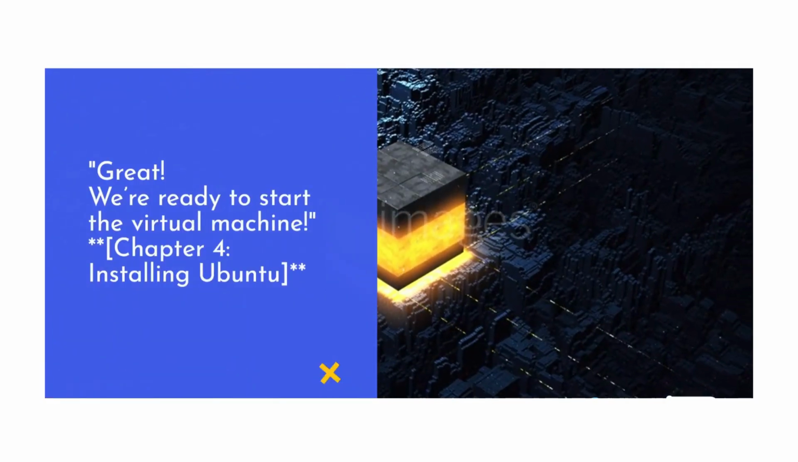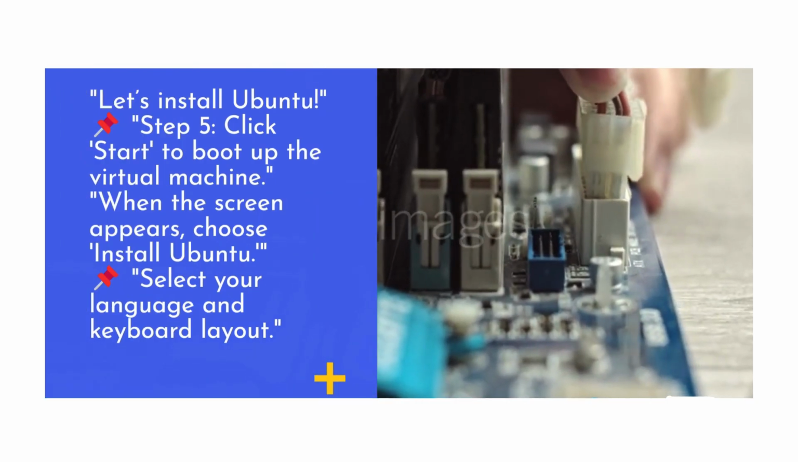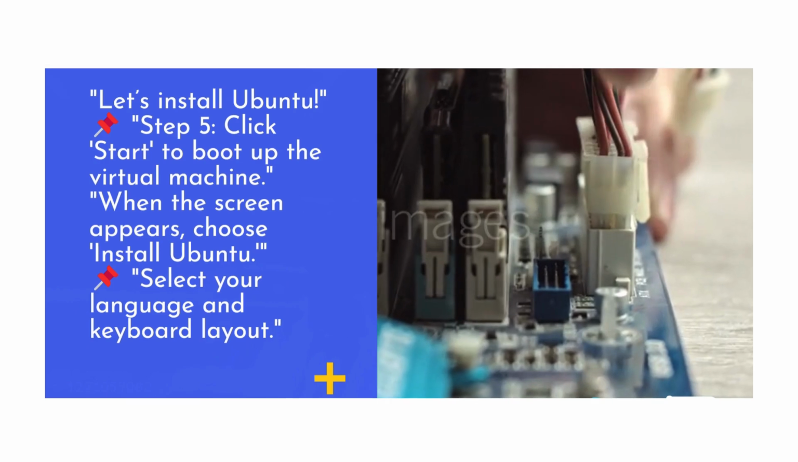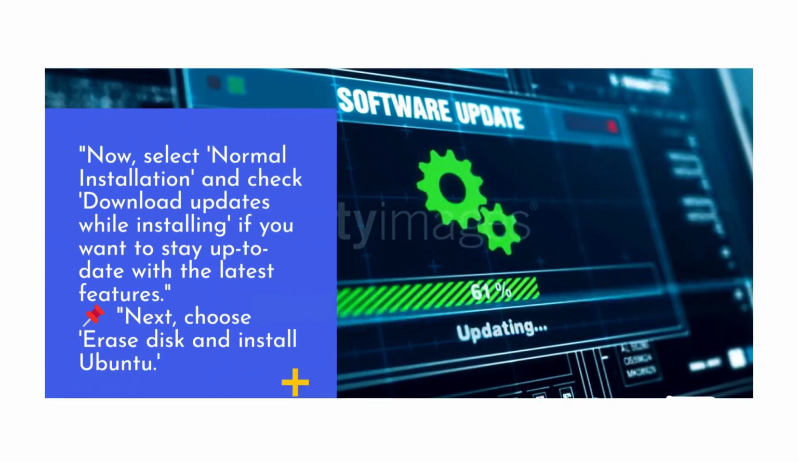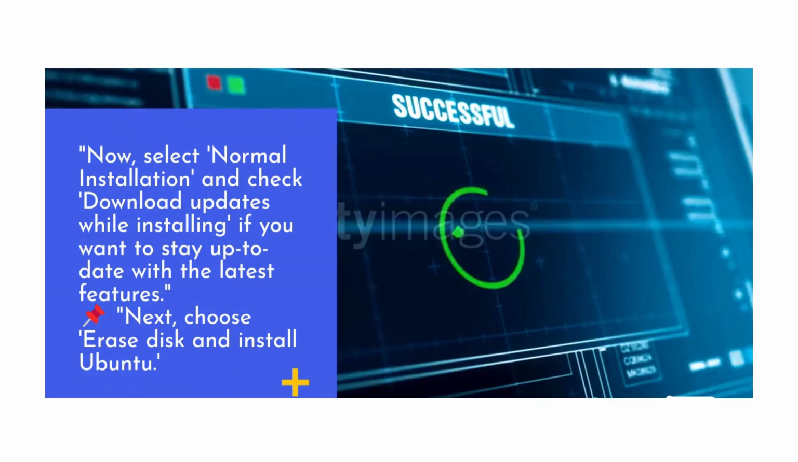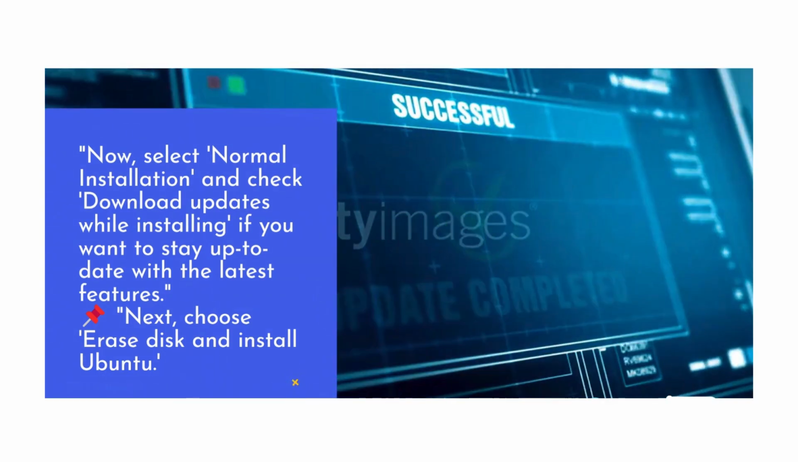Chapter 4. Installing Ubuntu. Let's install Ubuntu. Step 5. Click Start to boot up the virtual machine. When the screen appears, choose Install Ubuntu. Select your language and keyboard layout. Now, select Normal Installation and check Download Updates while installing if you want to stay up to date with the latest features. Next, choose Erase Disk and install Ubuntu.